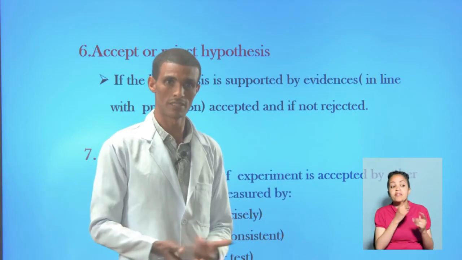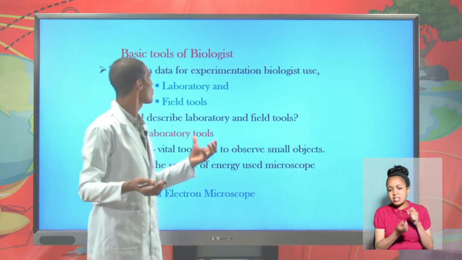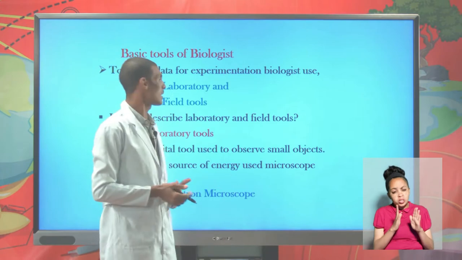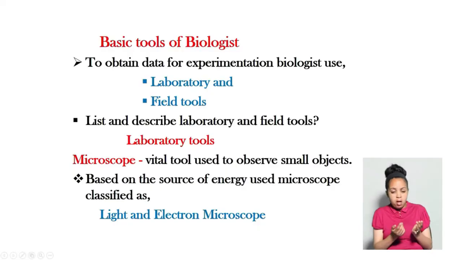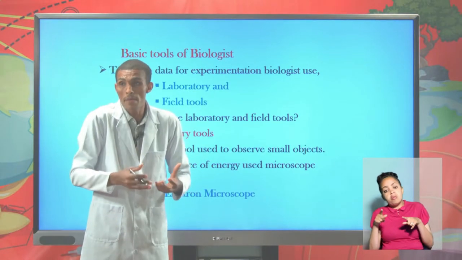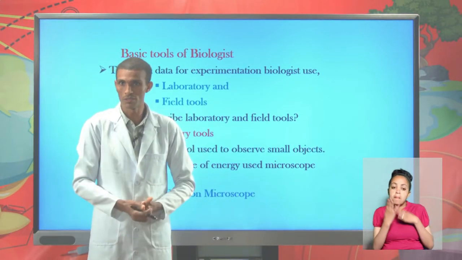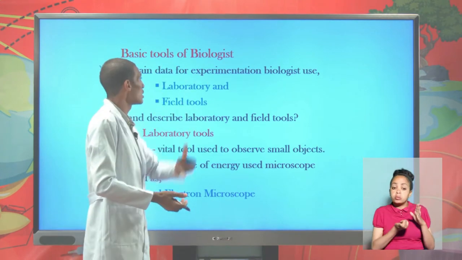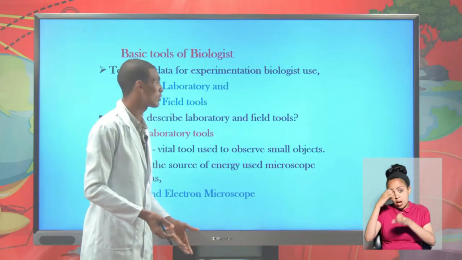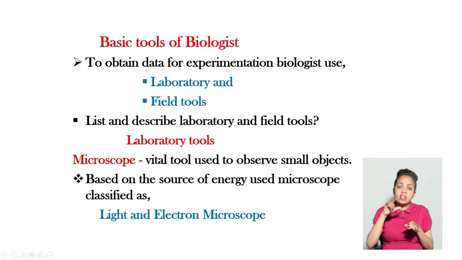Biologists base their conclusions on experimentation, which can come from observation, to give a real conclusion. The second topic that I'm going to show you here is how biologists obtain data for experimentation. They can gather data or observe from the field. They can obtain data from the lab or from the field, by using biological tools. A biological tool is used for collecting data from different sources. This tool may be a laboratory tool in the laboratory, or a field tool in the field.